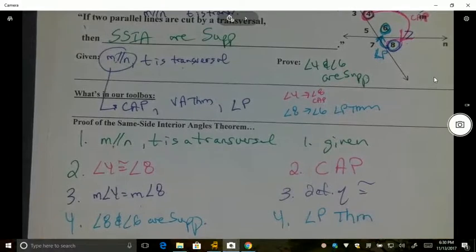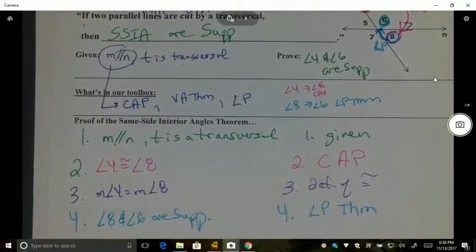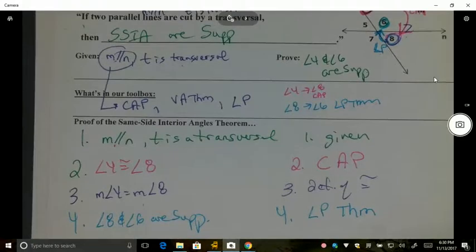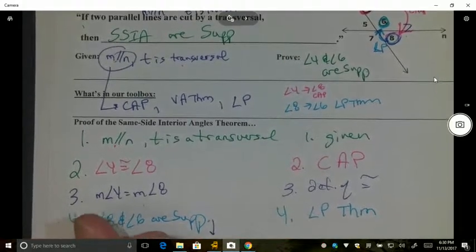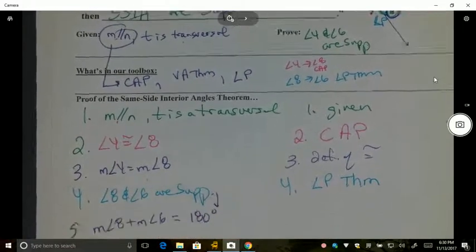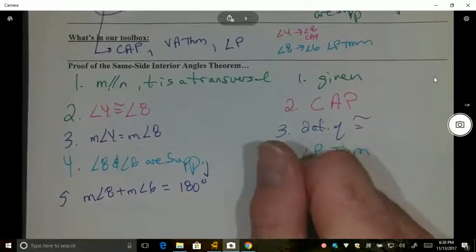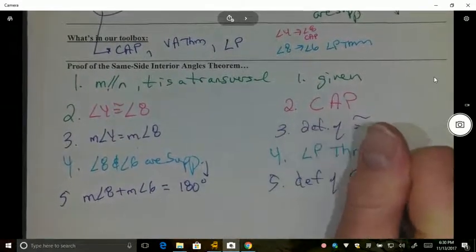If you want to identify them as linear pairs first and say that they are a linear pair, then you just have to write by the definition of linear pair, but I usually skip that step. Because they're supplementary, I can say the measure of angle 8 plus the measure of angle 6 equals 180 degrees. The reason, well, the word supplementary. So definition of supplementary.